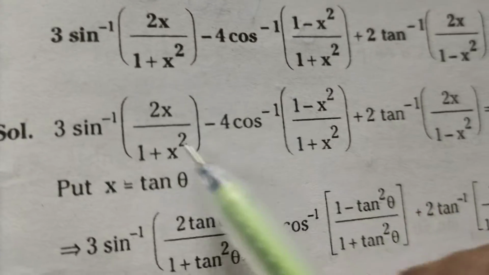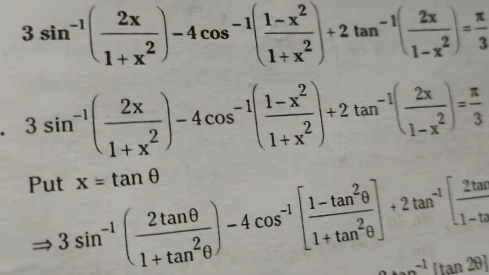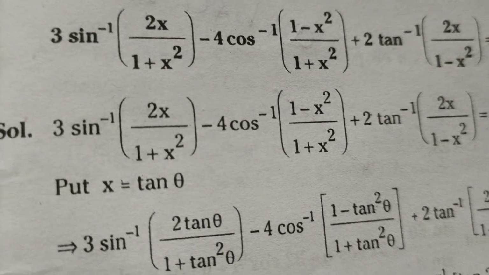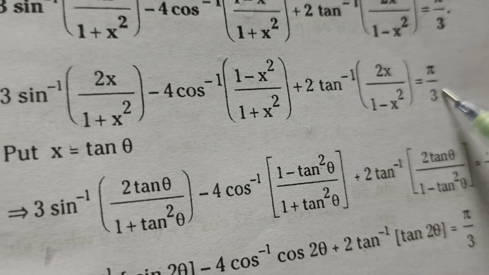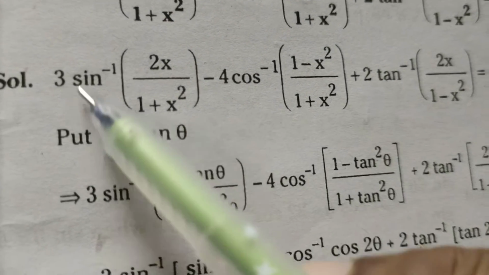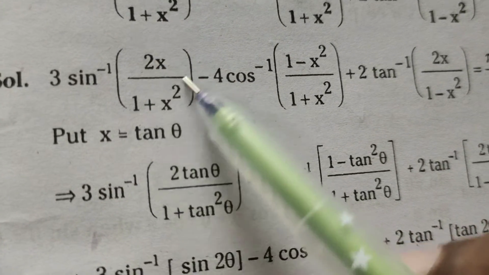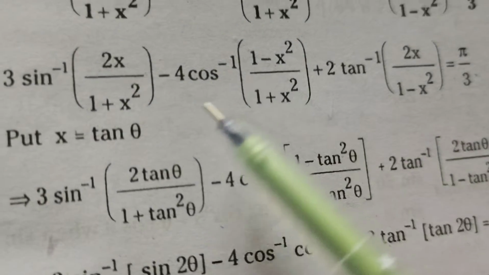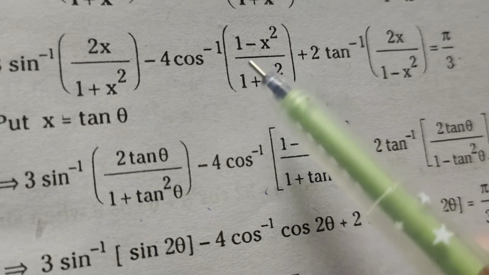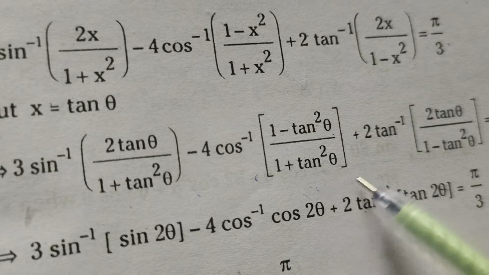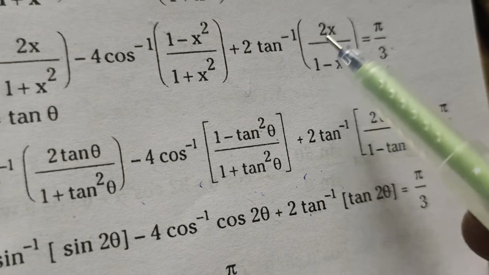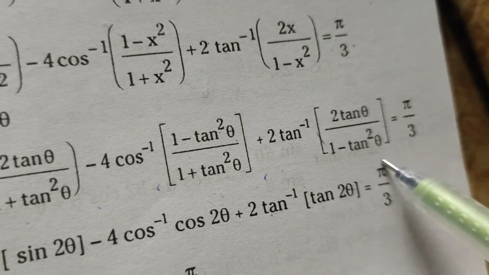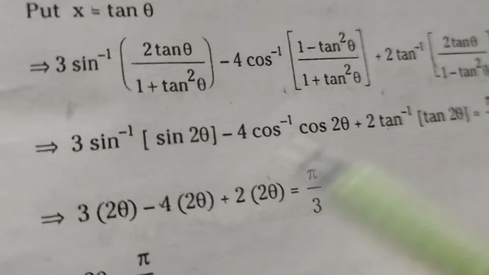Okay, first of all, write the given problem here and put x = tan θ in this whole expression. Then 3 sin⁻¹(2 tan θ/(1+tan²θ)) − 4 cos⁻¹((1−tan²θ)/(1+tan²θ)) + 2 tan⁻¹(2 tan θ/(1−tan²θ)) = π/3.